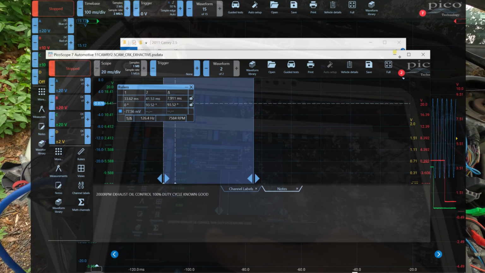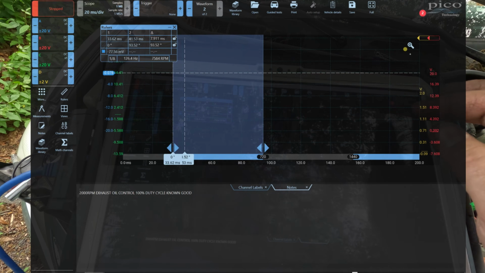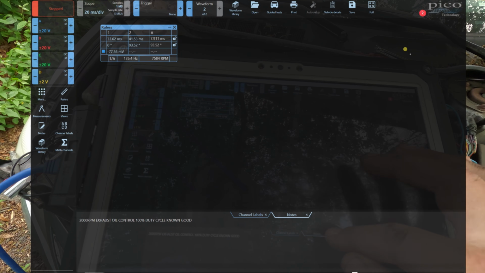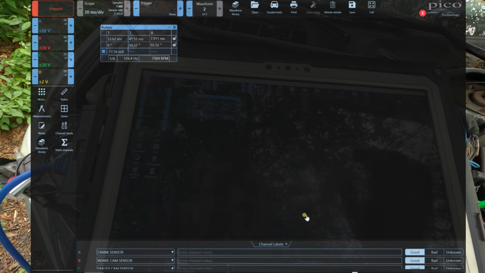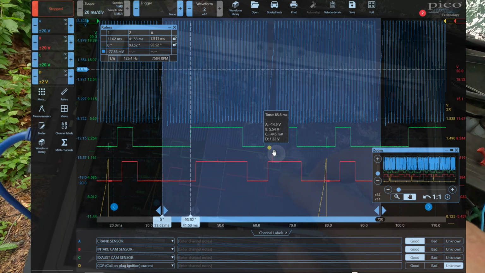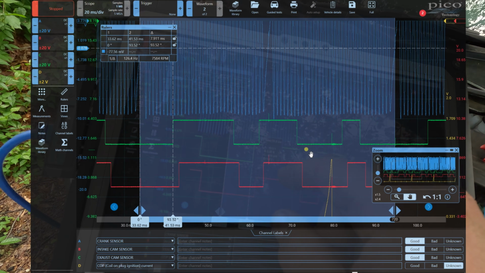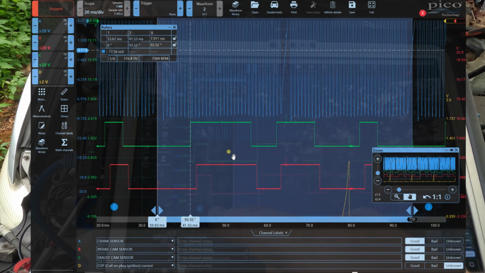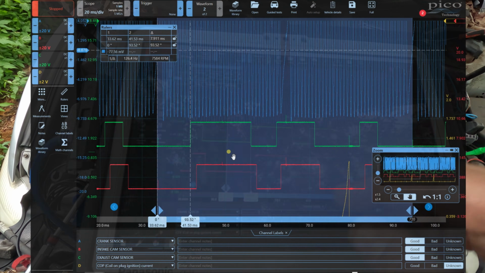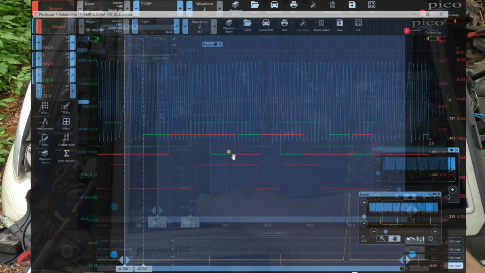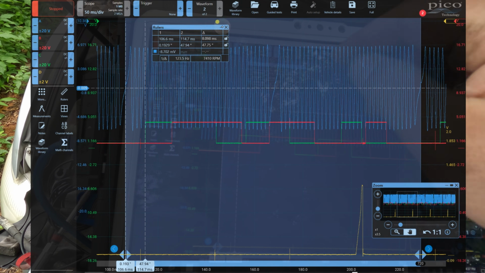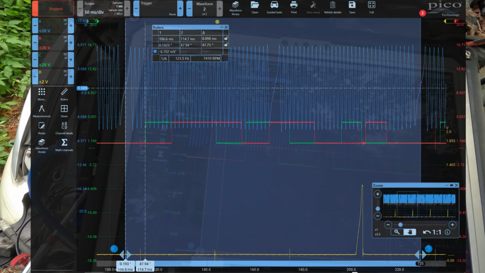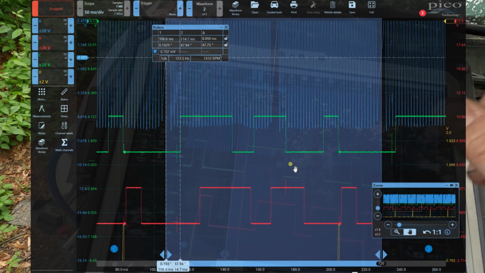Oil control valve is at 100% duty cycle. That's what we wanted. Just wait for this to load. Okay, so he's measuring from here to here. 93 degrees. It went in 93 degrees. Now let's look at his other one. And this one, 47 degrees. It's 47 degrees from the last one.